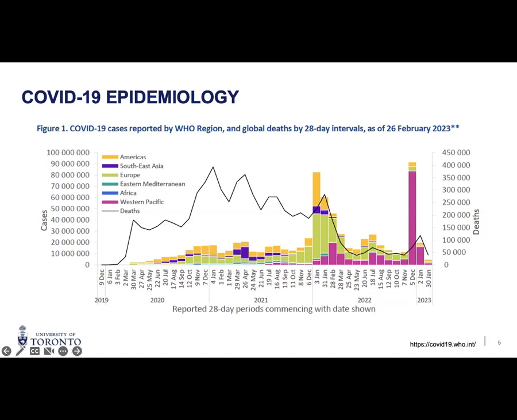And the World Health Organization organized countries into regions: America, Southeast Asia, Europe, Eastern Mediterranean, Africa, Western Pacific. And this dark black line is the deaths, tracking the deaths globally. And at the regional level, the number of newly reported 28-day cases decreased across all WHO regions, as you can see. And the number of newly reported 28-day deaths also decreased across the 5 regions.